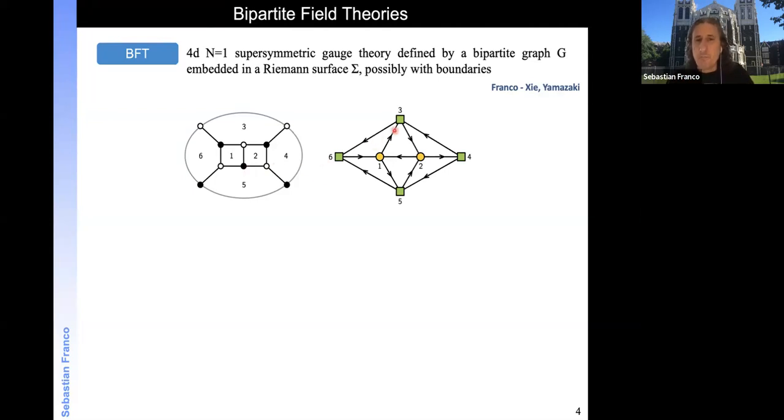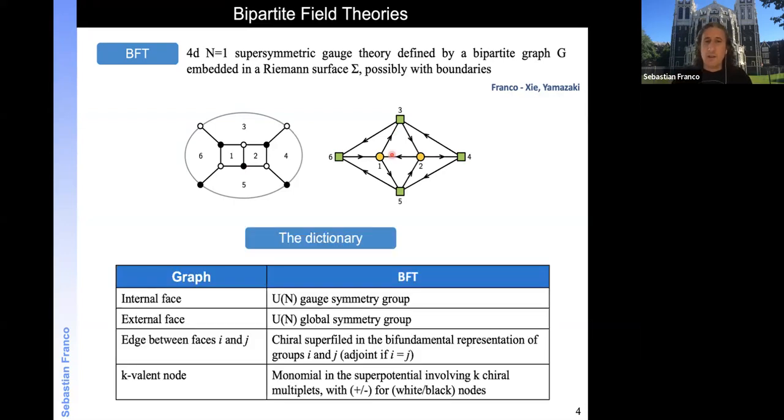And the plaquettes here, or the smallest closed loops, which are dual to these vertices here, except the ones that are on the boundary, correspond to superpotential terms. So that's the usual dictionary that you would use for brane tilings. The dictionary is that internal faces correspond to gauge symmetry groups, and external faces correspond to global symmetry groups.